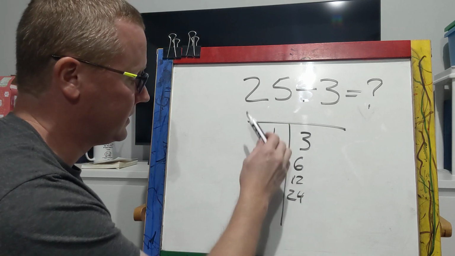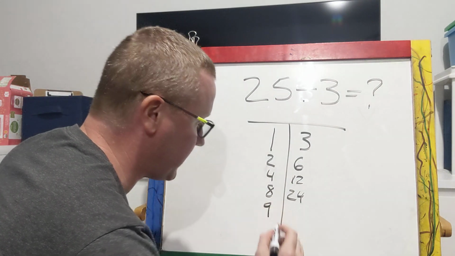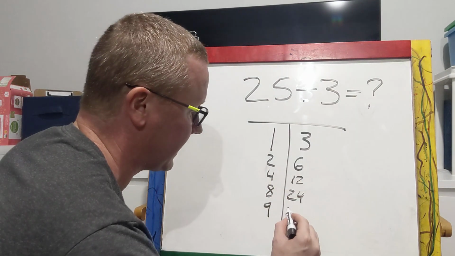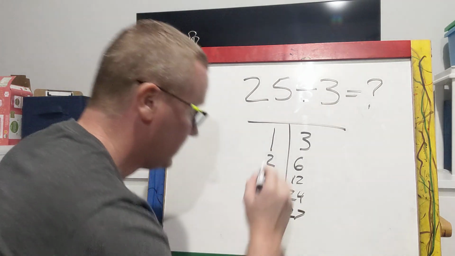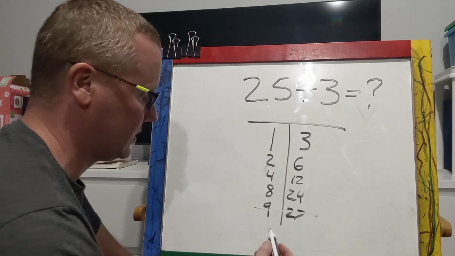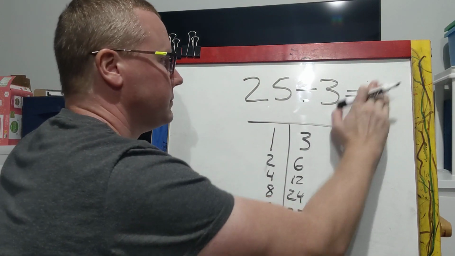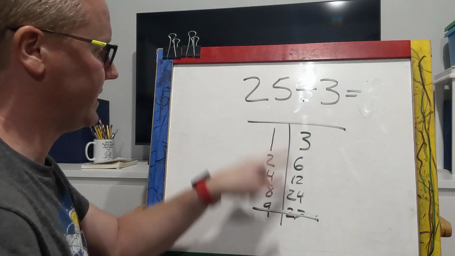Ooh, we're close. I'm going to go 1 higher. So if I go 1 higher here and I go 9, I have to add 3 to this side, and I get 27. 27 is bigger than 25, so we know it is not 27. So that means it's 8. But it doesn't match exactly.